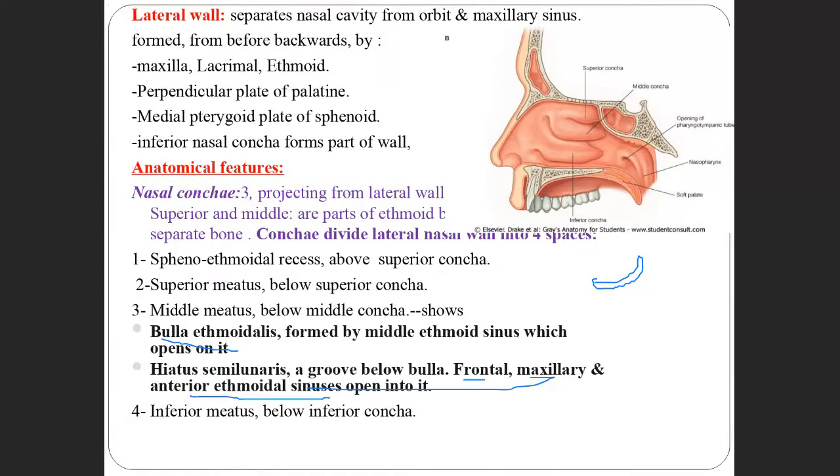So remember what the openings are. Because the ethmoidal sinus has three parts, you always have to mention which part of the ethmoidal sinus. So that is most important.